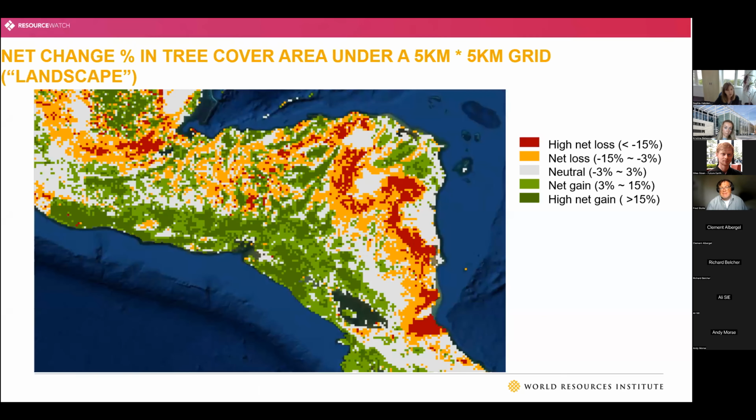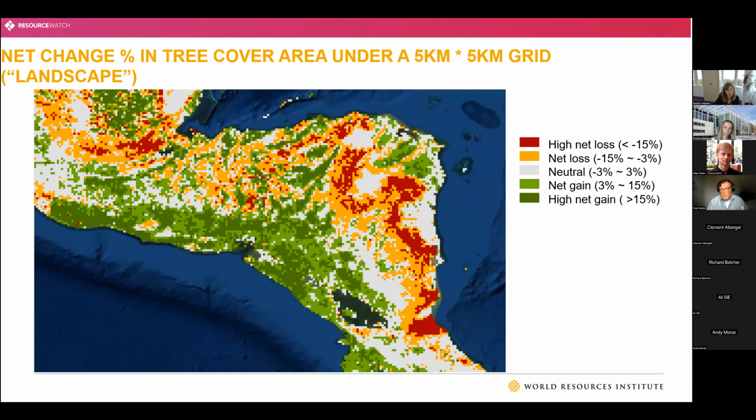Because we can make these kind of data, we cannot only look at loss, but also at gain. I zoom here on Central America. So there's Guatemala, Costa Rica. Sorry, I should have told you where I am here. And you see that there is loss and gain, and we see that everywhere.